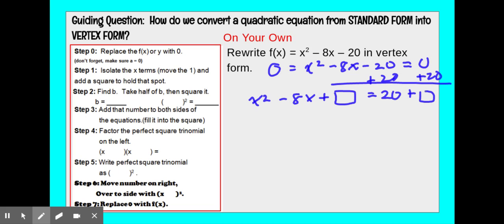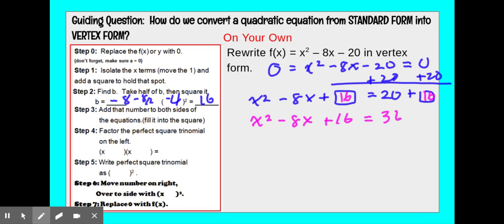Okay, so then our next step, step 2: find b, take half of it, square it. b is negative 8, half of it is negative 4, and negative 4 squared is 16. So 16 is going to go into the square. Okay, so now I clean it up. I get x squared minus 8x plus 16 equals 36.